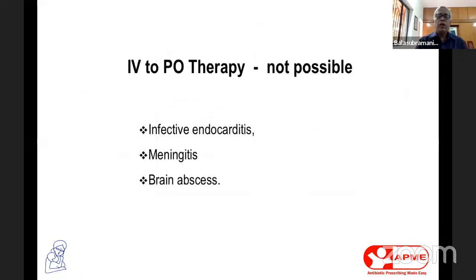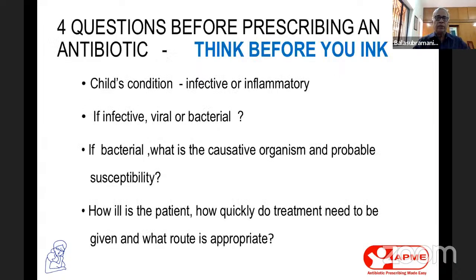And the most important thing one must remember, you cannot treat a few infections orally. This is a very important concept. Somebody with infective endocarditis, somebody with meningitis and brain abscess, till now, there is no approval for oral therapy. Why? You want to maintain the drug level above the MIC. Oral is not reliable. In fact, there have been a few studies trying oral chloramphenicol for meningitis, but today, nowhere in the world is oral therapy allowed for infective endocarditis, meningitis, and brain abscess.